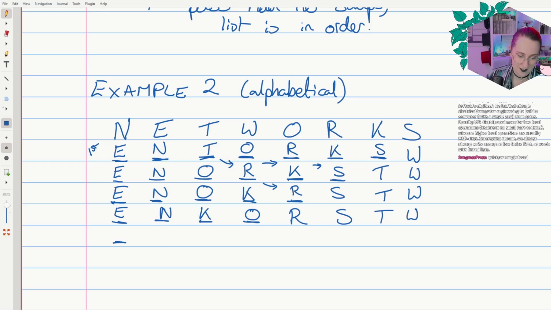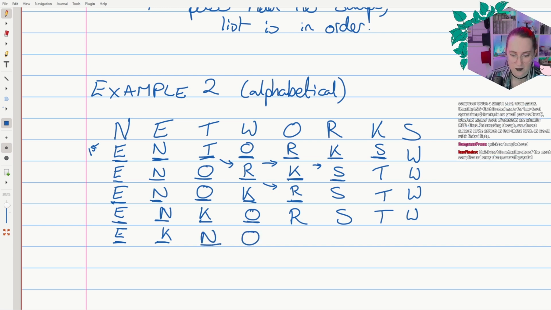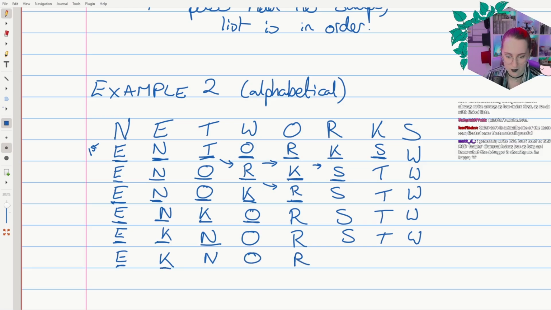Nearly there. E compared to N, it stays where it is. N compared to K, K is finally earlier in the alphabet. N compared to O stays where it is. O, R, S, T, W. One more. E compared to K, E is earlier. K compared to N, K is earlier. N, O, R, S, T, W.